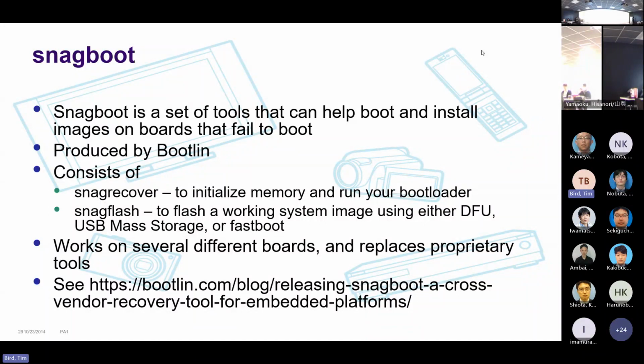The great thing about this is it works on several different boards and replaces proprietary tools. It's often the case that the flash tools for a particular board are proprietary. They're custom to that board. You get them from the manufacturer.